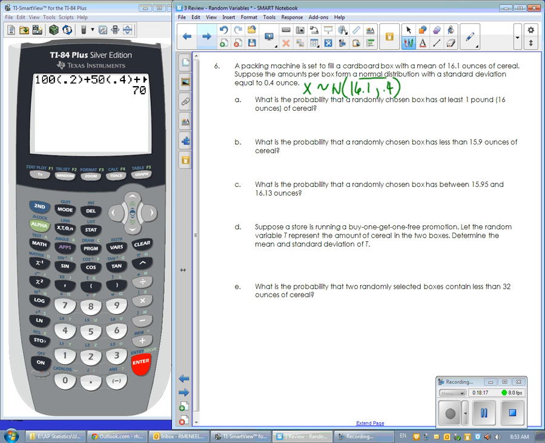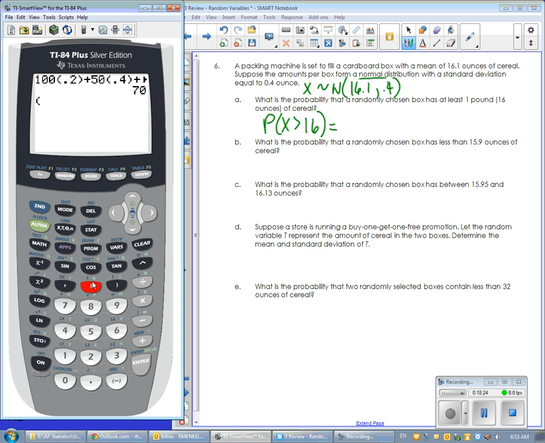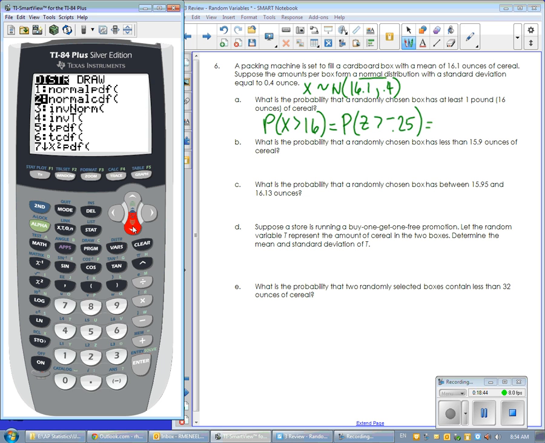And in part A, I'm just finding the probability that x is greater than 16 ounces. Okay, and so the first thing I need to do is rewrite that in terms of my z-score. So I'm going to do 16 minus 16.1, and I'm going to divide that by 0.4. And I get negative 0.25. So I'm looking now for the probability that z is greater than negative 0.25. And now I'm going to go to my distribution menu. Remember, we're always choosing normal CDF, and my lower bound is negative 0.25. My upper bound is positive 999. It's infinity.